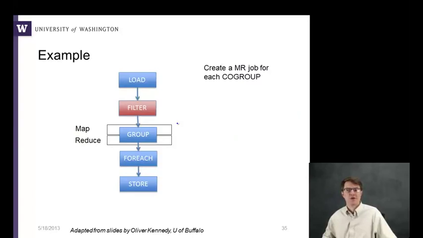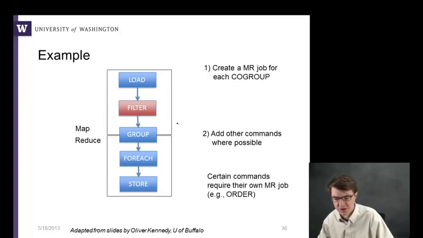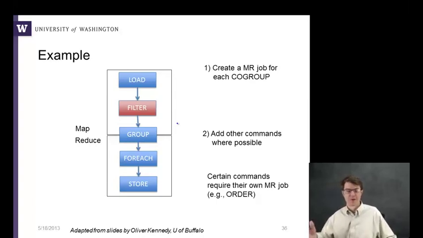Fine. So we're not done. We now have to map this abstract execution plan down into a sequence of MapReduce jobs. And so the way it does this is it first identifies all the group and co-group operators in the plan and assigns an individual MapReduce job to each one of those operators. And then incrementally it's going to walk forward and backward and put as much work as it can into the same MapReduce job.